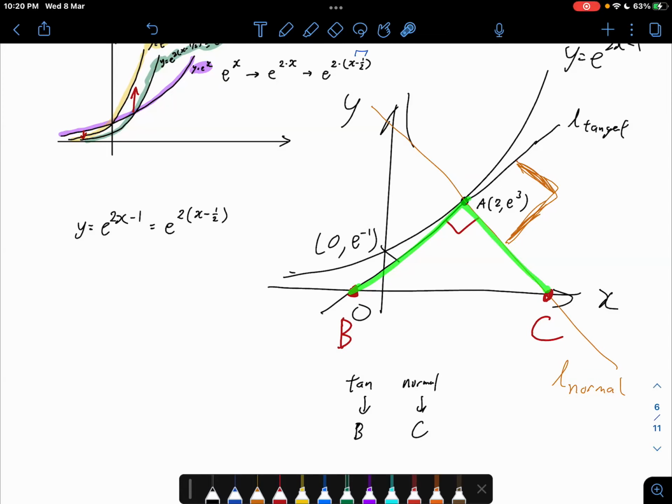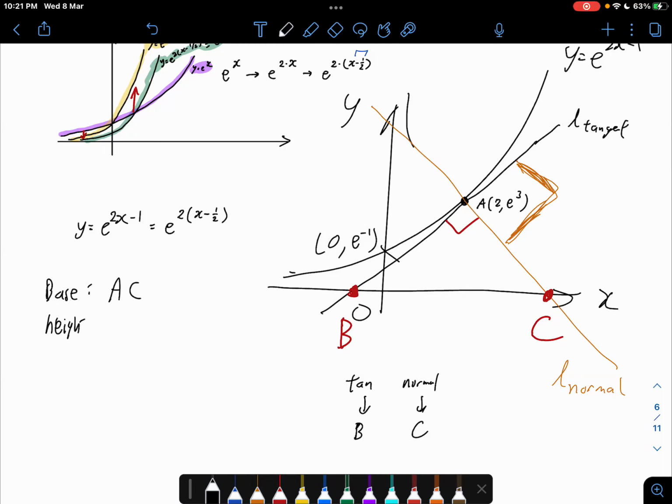Half times. Do you really need sine? What's the area of triangle formula? The primary school one. Half times base times height. Very good. So where's my base? Where's my height? It is AC and AB. AC height, AB.